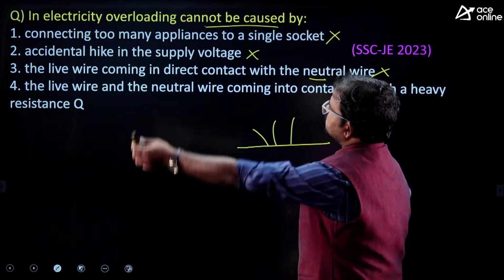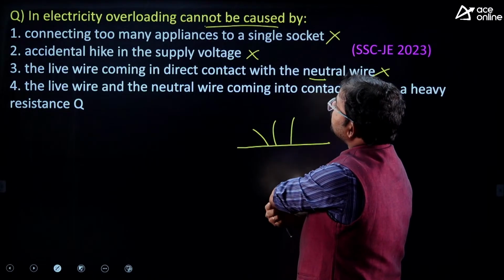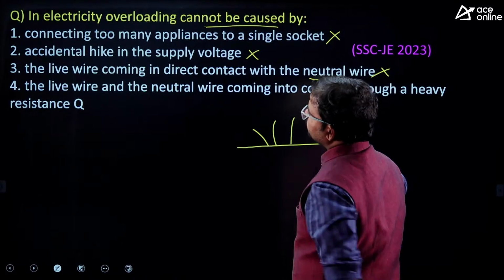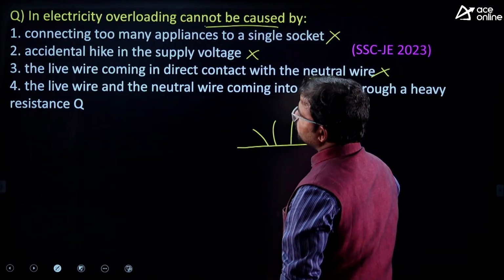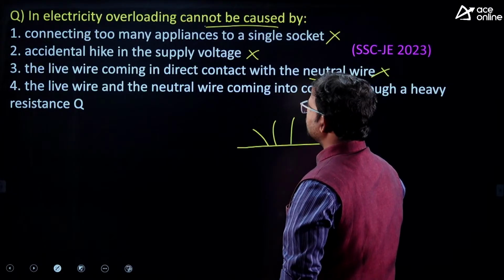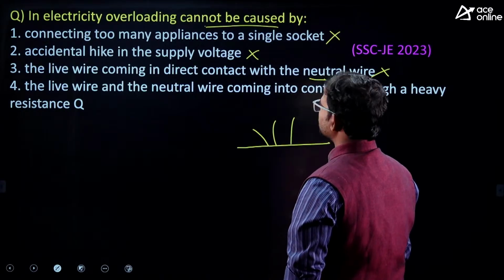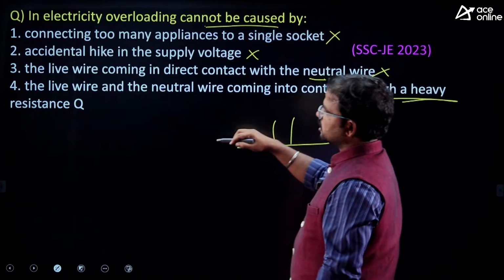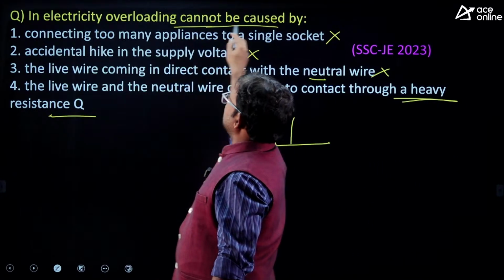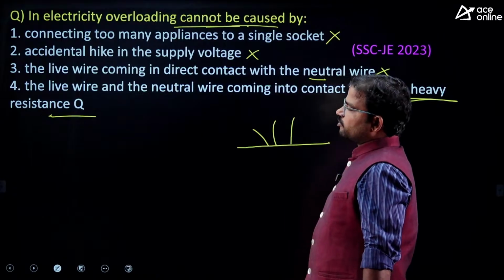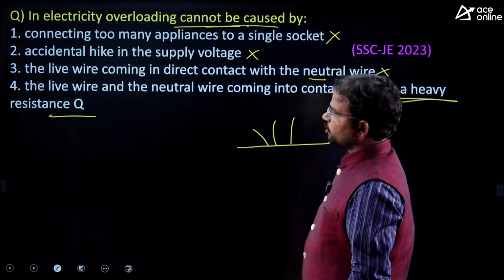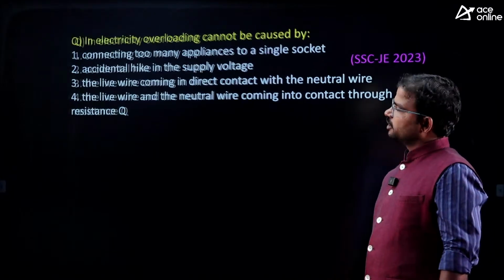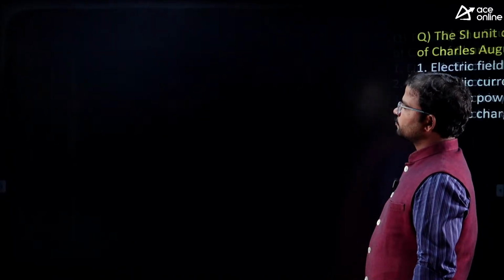So which one is not possible here? In electricity, overloading cannot be caused by, so they asked about what cannot be caused. That's why the fourth one: the live wire and the neutral wire coming into contact through heavy resistance. Here you have to remember heavy resistance. That cannot cause overloading from the electricity point of view. So we have to consider option 4 only.